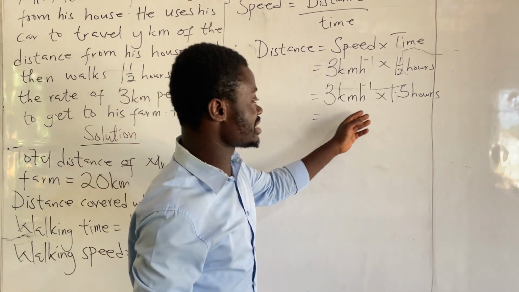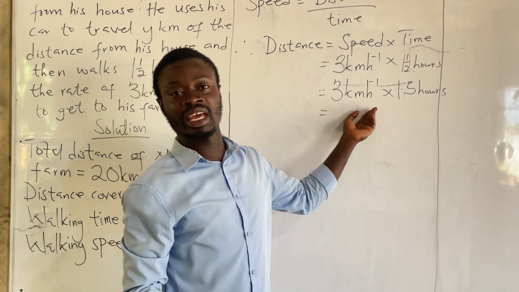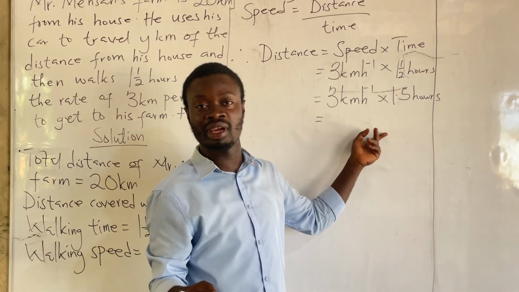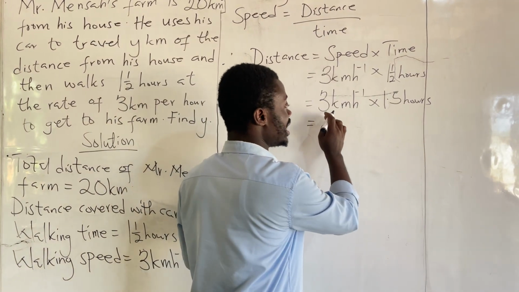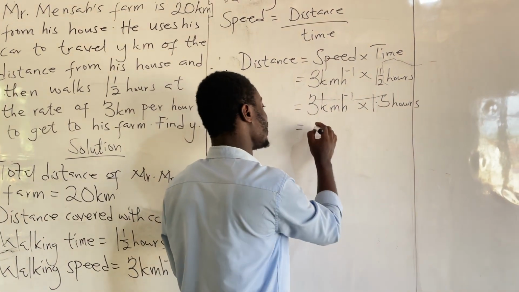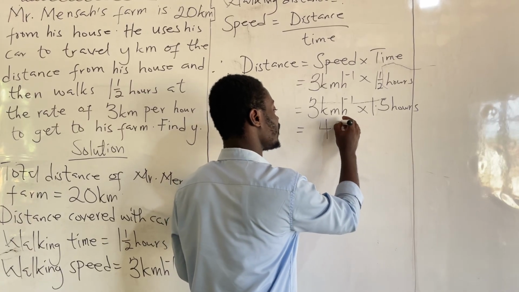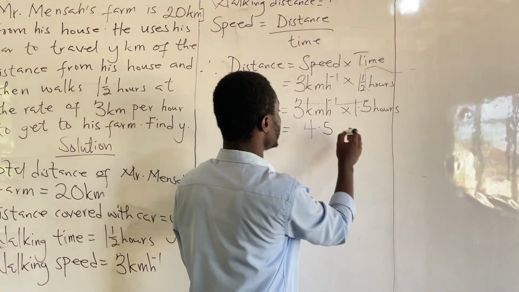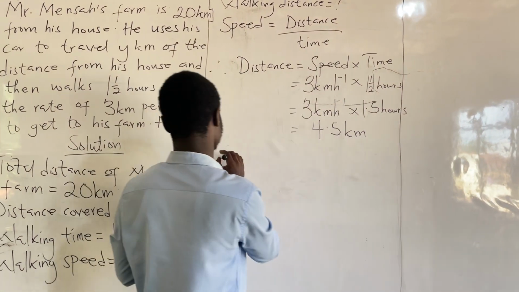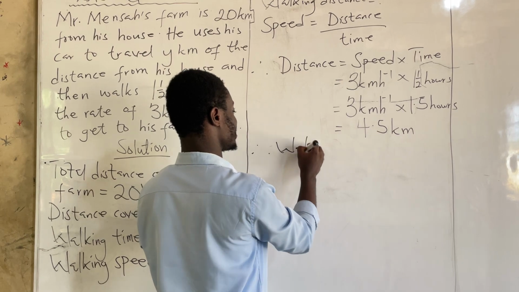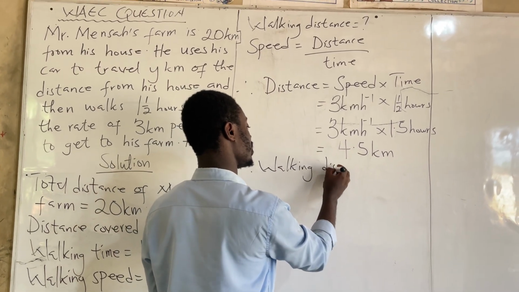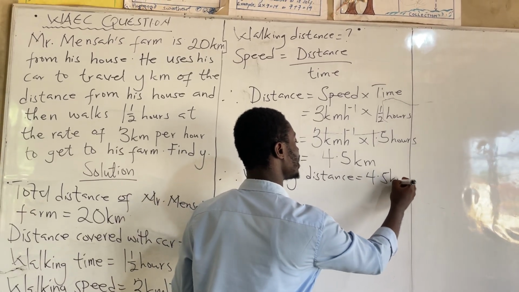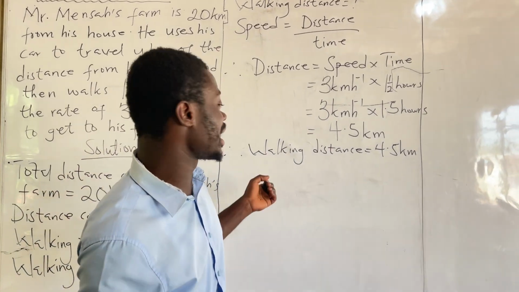So 3 kilometers per hour times 1.5 is the same as multiplying 3 times 15, which gives you 45. Then you bring your point in the middle. So 3 times 1.5 gives us 4.5, because 3 times 15 gives us 45. So the distance is 4.5 kilometers. Therefore, walking distance is now 4.5 kilometers.